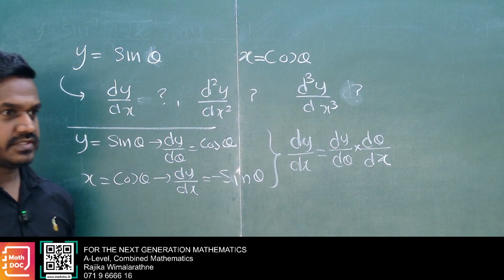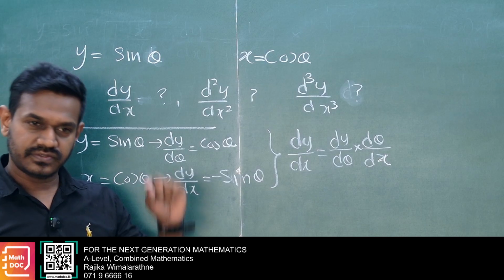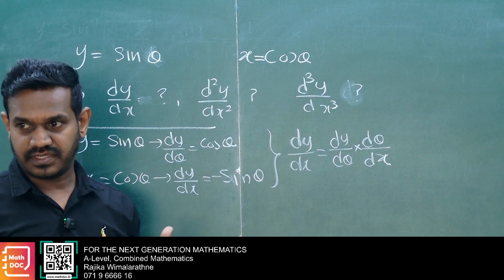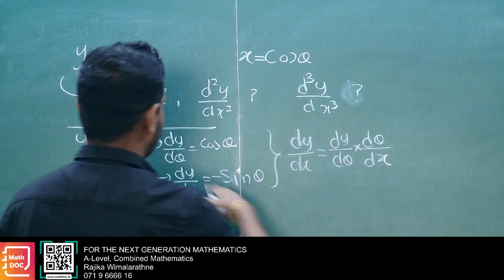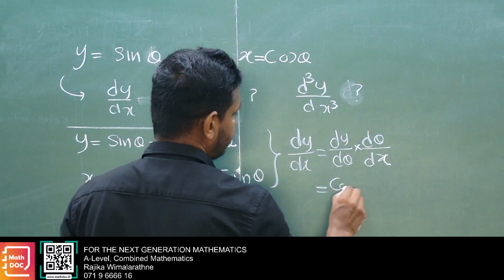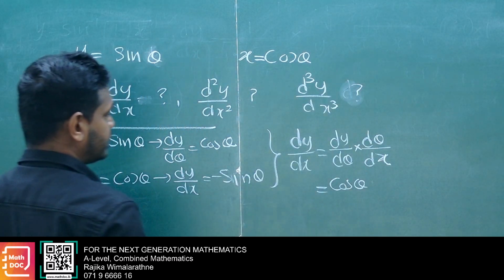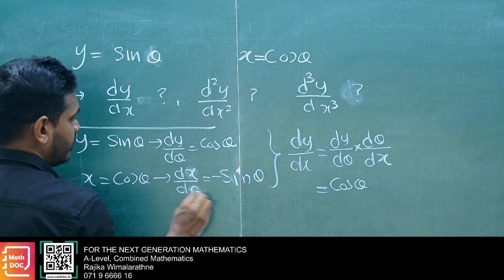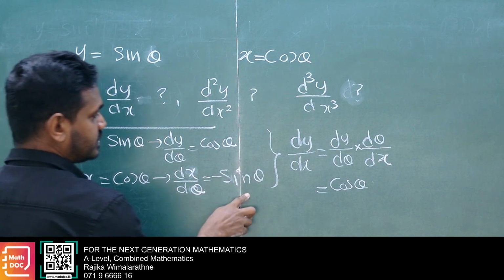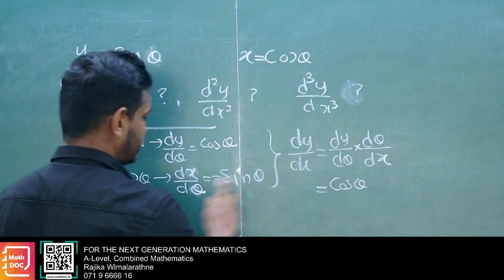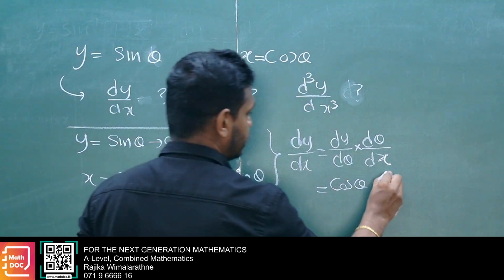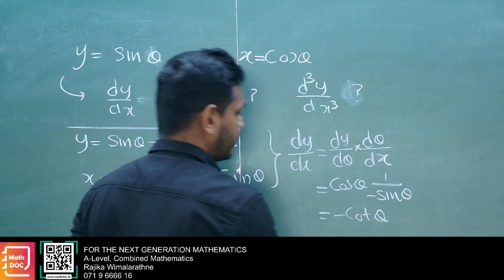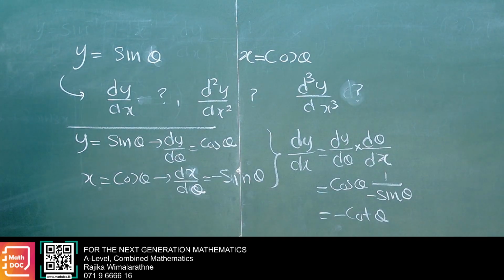Parametric function. Definitely for your A-level part A question, it usually contains a parametric type function, so you have to practice this type. Then dy by d theta we know is cos theta. For d theta by dx, we have dx by d theta as minus sin theta, so the reciprocal is needed: 1 over minus sin theta. Then the result will be minus cot theta. Do up to that first.